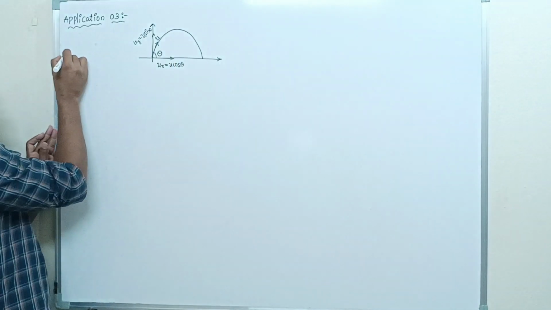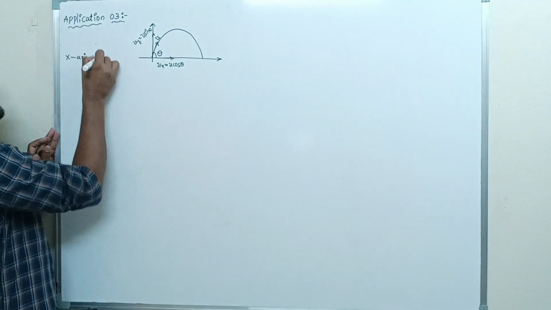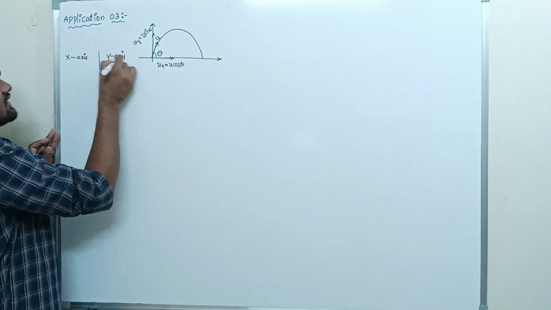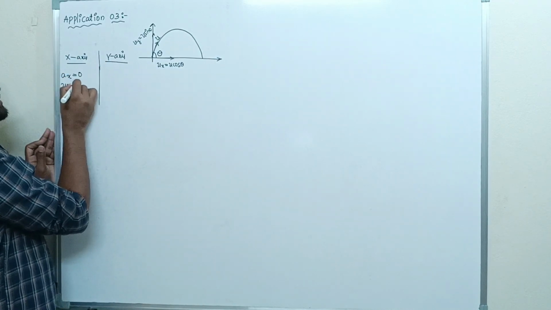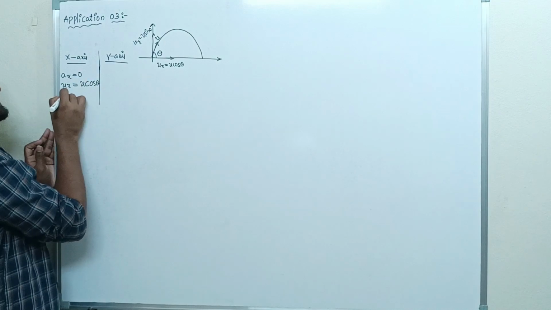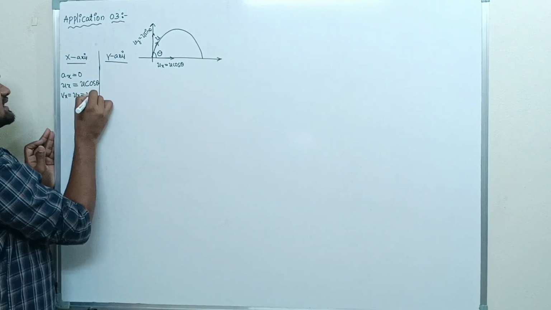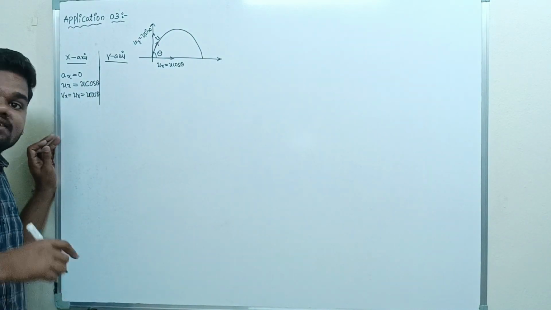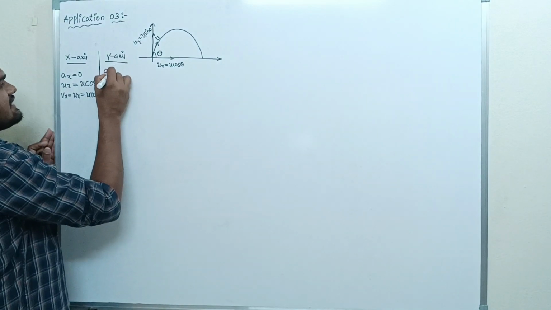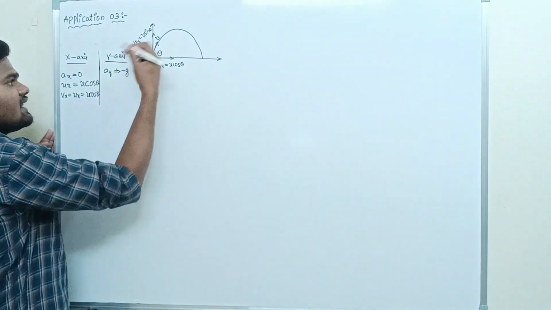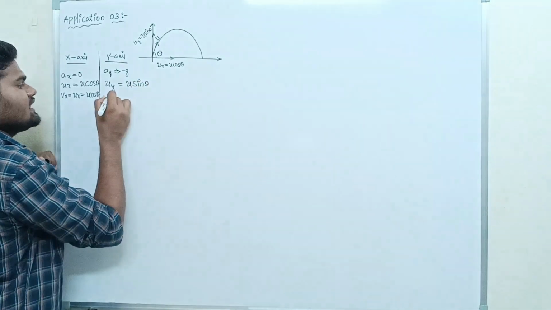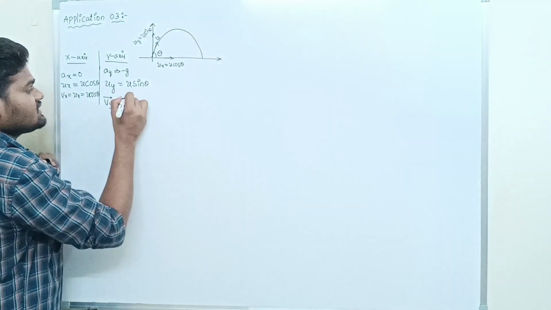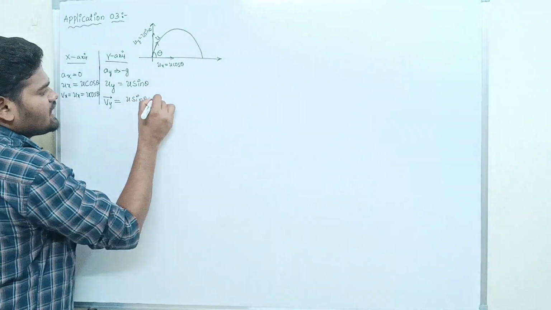Now, along the x axis and along the y axis we have the components. So ax is equal to 0, ux is equal to u cos theta, and vx is equal to ux, equal to u cos theta. The final velocity component along the x direction never changes. Along the y direction, acceleration due to gravity is minus g, uy is equal to u sin theta, and the final velocity component at a particular instant of time t along the y direction is u sin theta minus gt.